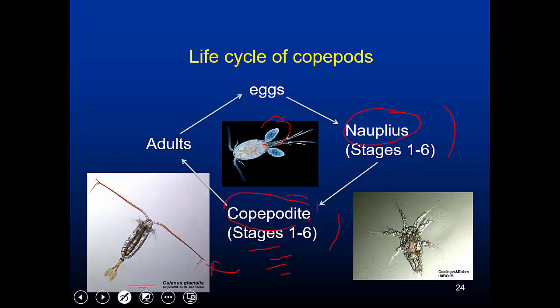It's not necessary for you to know that there are six stages for this particular copepod. Just remember the nauplius and the copepodite. The nauplius stage doesn't look too much like the adult, as you can see there. It's going to be much smaller and look different than what you see in the adult. So anyway, it goes through these stages before it gets back to the adult.